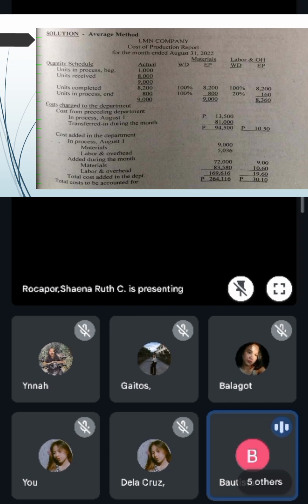So, here is the illustration. We have units in process beginning, units received, units completed, and units in process end. We have 1,000 actual plus the units received of 8,000 equals 9,000. Then we completed 8,200. For materials, we have the work done and equivalent production. Since we finished 8,200, our equivalent production is still 8,200, and the same for labor and overhead. But for the last one, you will notice the work done on labor is 20% because it is not yet finished.